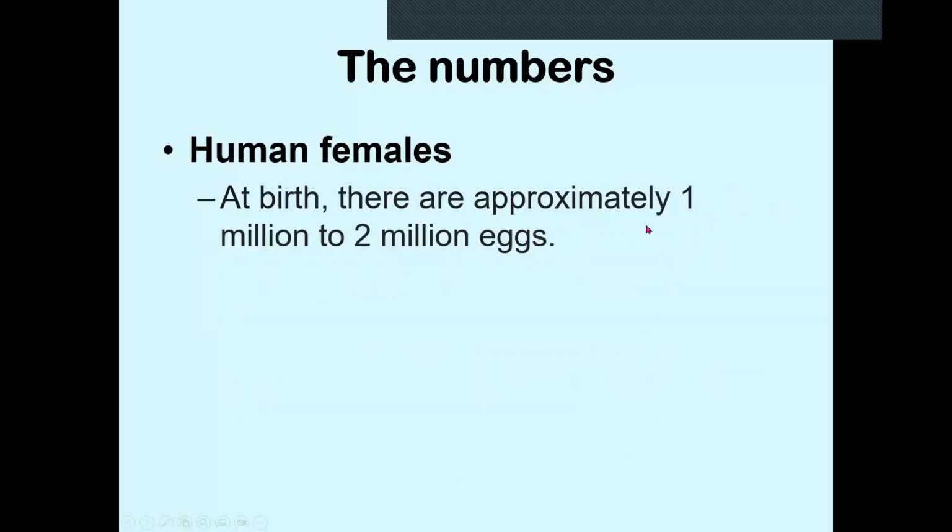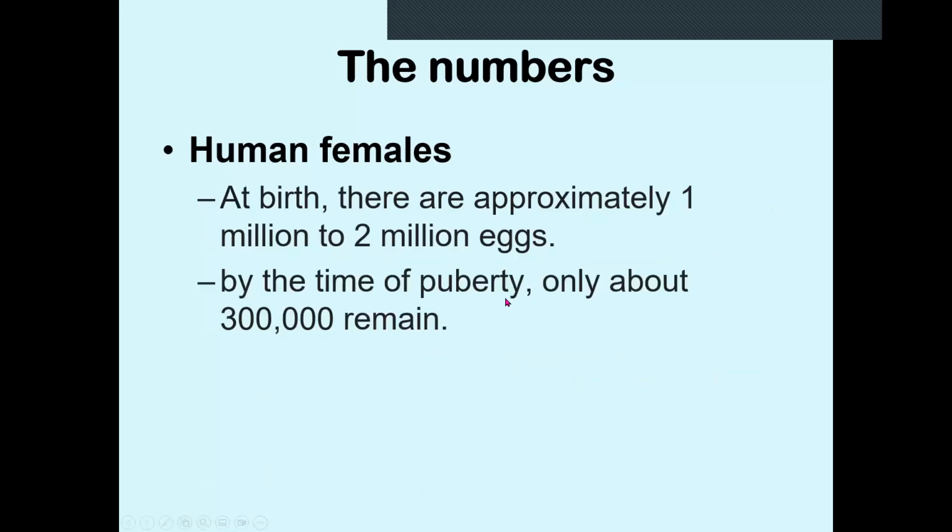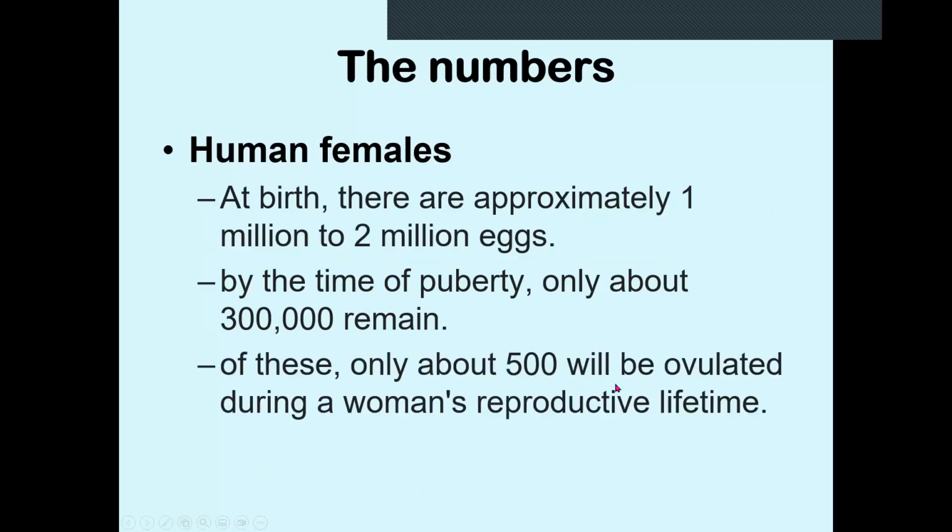With females at birth, they have between 1 and 2 million eggs. By the time of puberty, there are about 300,000 remaining. Of these, about 500 will be ovulated.